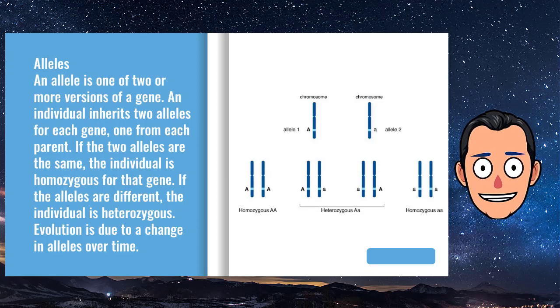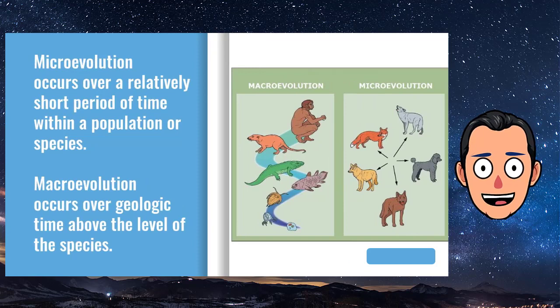If the two alleles are the same, the individual is homozygous for that gene. If the alleles are different, the individual is heterozygous. Evolution is due to a change in alleles over time. Microevolution occurs over a relatively short period of time within a population or species, while macroevolution occurs over geologic time above the level of the species.